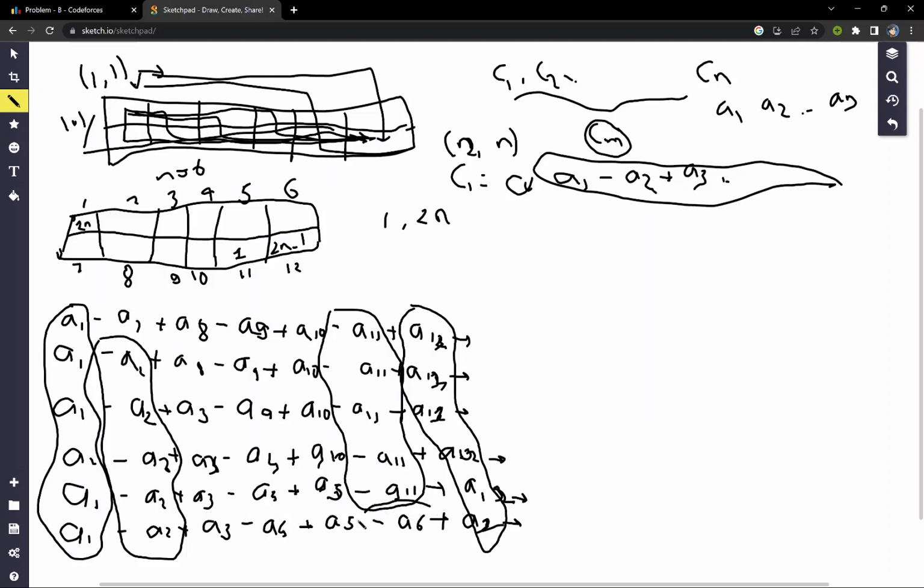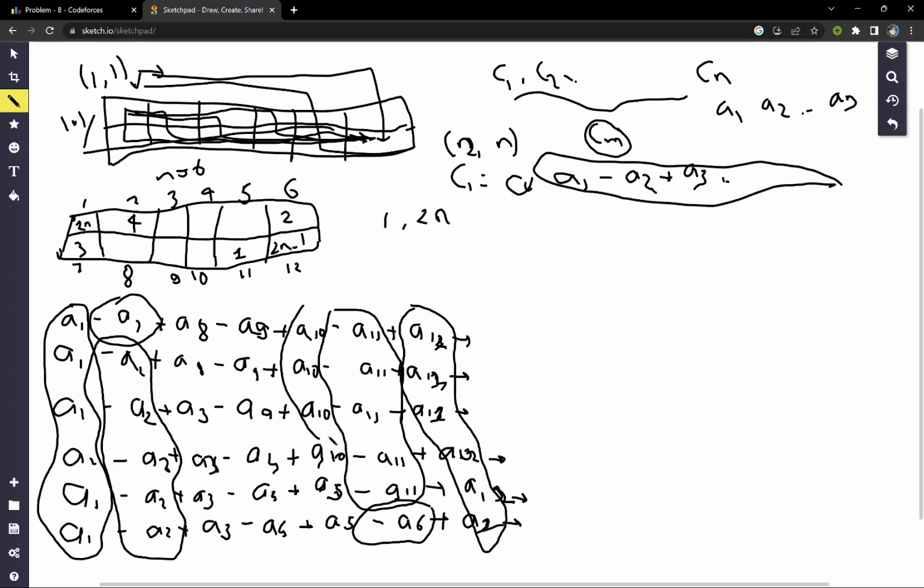And A6 is also a minimum number. So what can we do? We can give the minimum numbers to A11 and A6, because it's a negative value. And this is A2 and A7. Next minimum values are 3 and 4. So we will give 3 to A7 and 4 to A2, right? So this much is over.